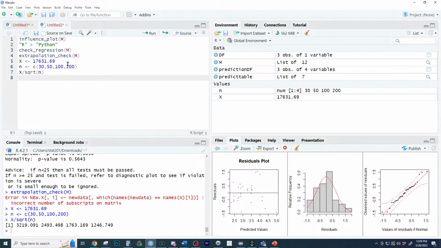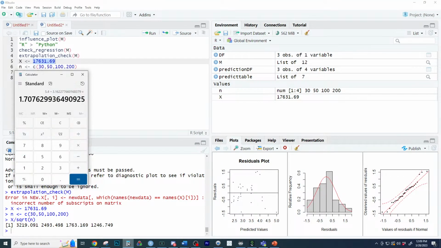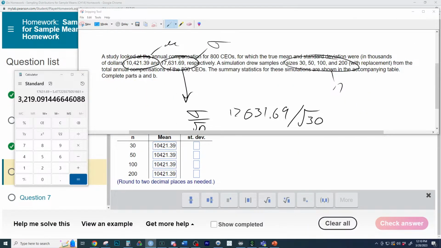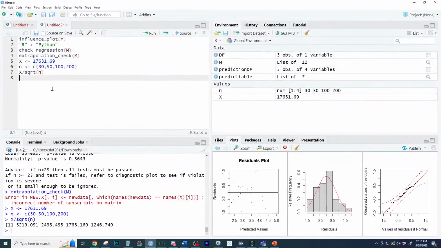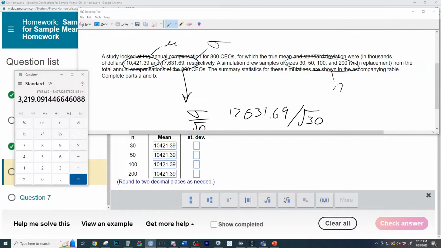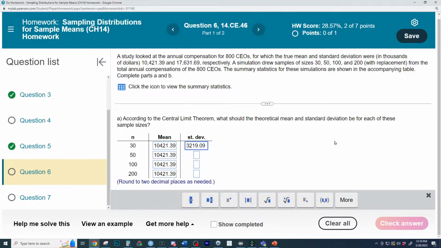So once again, all you're doing is taking this number right here. You need to find square root of 30, and there's square root of 30. So 17,631.69 divided by square root of 30, and there's the first number right there. So once again, sometimes I use code to make my life a little bit easier because it's much, much easier. Oh, and why didn't I do this? It wants 2 decimals, right? So let's just go here and round this answer. This is the beauty of coding, which I sometimes like to show off. Makes life easier. Round these to 2 decimals, and then we can literally take the new standard deviations.